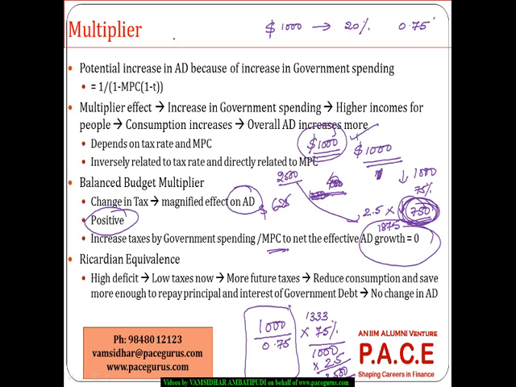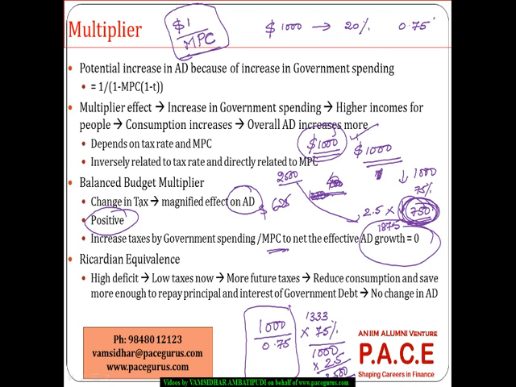So the taxes need to be increased for every dollar that the government has invested or spent. It should charge taxes as $1 divided by the marginal propensity to consume, so that the net growth in the aggregate demand is 0. Otherwise, we see a positive growth in the aggregate demand even if the government spending and tax, both of them are applied at the same rate. That's one important thing that we really need to keep in mind.